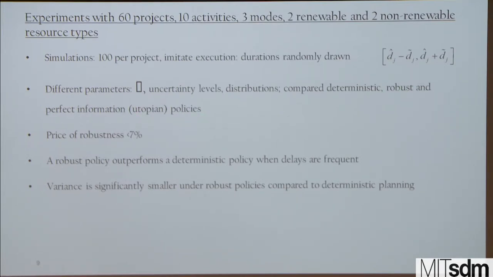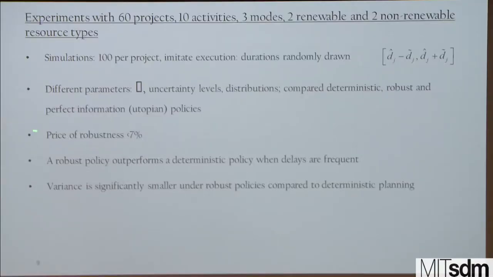What is a perfect information policy? This is the best solution. So in perfect information, we assume that we know in advance all the actual realizations of the activities or the work packages. So we can solve actually a deterministic problem in hindsight. There cannot be a better solution than this, and this is a very hard benchmark. And on all these cases, the price of robustness that was paid was less than 77%, which is modest, and the price of robustness is defined as the difference between the robust planning and the utopian planning.